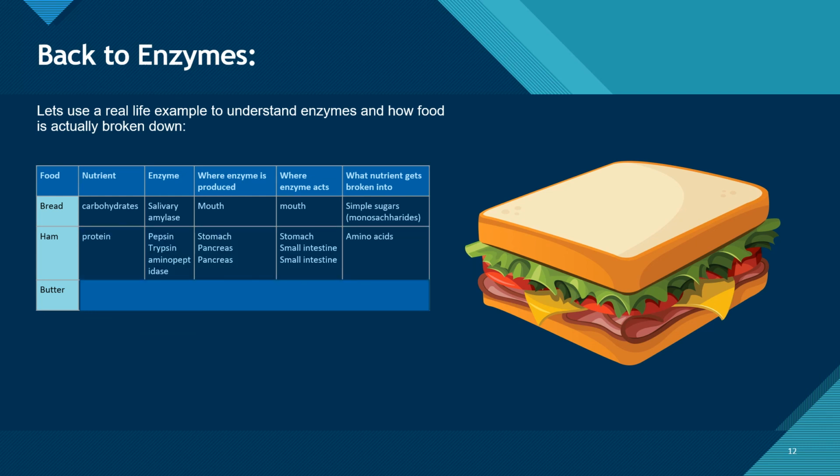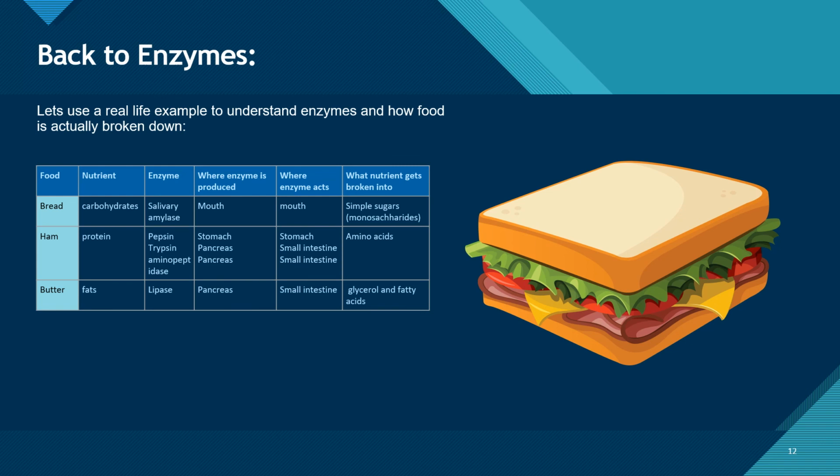Next, let's look at the ham. The ham nutrient is obviously protein. And 3 examples of enzymes that digest proteins are pepsin, trypsin, and aminopeptidase. Pepsin is produced in the stomach, while the other 2 are produced in the pancreas. Pepsin acts in the stomach, and the other 2 act in the small intestine. They all get broken down at the end of the day into amino acids.